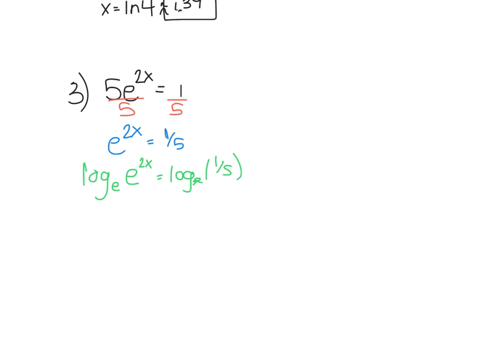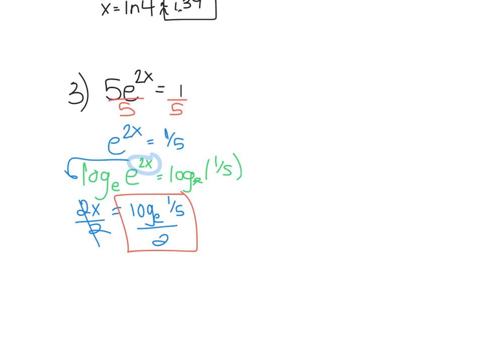Log base e of e to the 2x equals log base e of 1/5. So we already saw many times that this 2x can now come down in front, and I have 2x times log base e of e, which is just 1. So really, it's just 2x on the left-hand side equals log base e of 1/5. Then I would just divide by 2, and then I would evaluate this whole thing in my calculator.